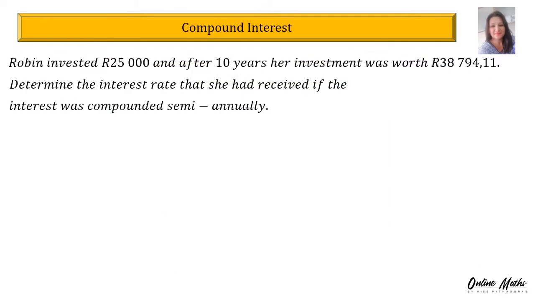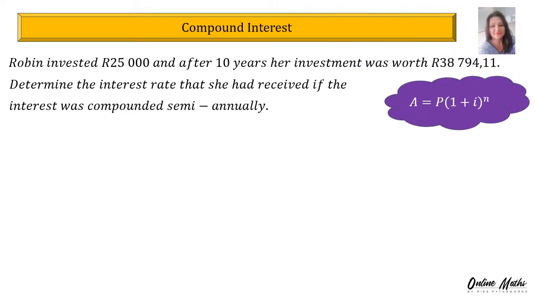Compound interest, and the formula that you will use is A is equal to P bracket 1 plus i to the power of n. Let's read the sum and underline. First of all, Robin invested 25,000 Rand, and after 10 years her investment was worth 38,794 Rand and 11 cents. Determine the interest rate that she had received if the interest was compounded semi-annually. Very important, because it's this compounded part that's telling you which formula to use.